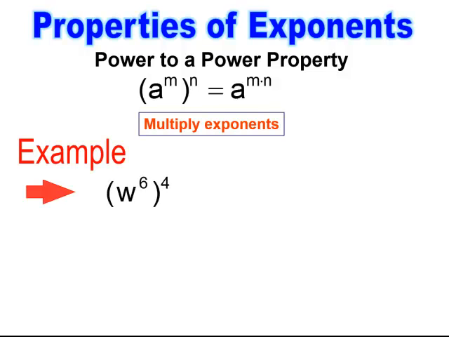So in this case, you have w to the 6th power raised to the 4th power. Well, to simplify here, I'm taking the two powers and multiplying together. So I get w to the 24th power.